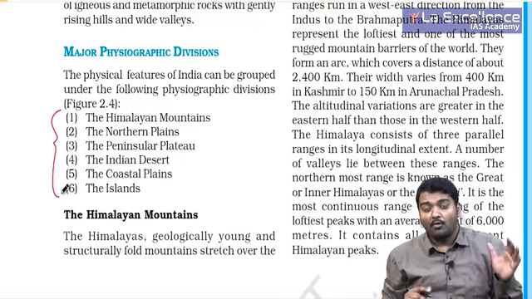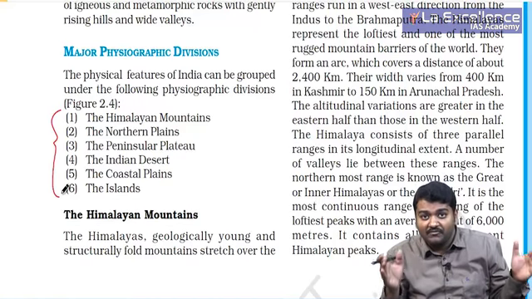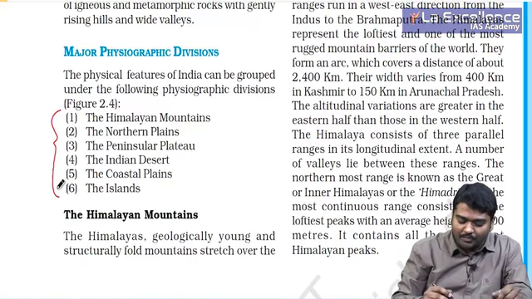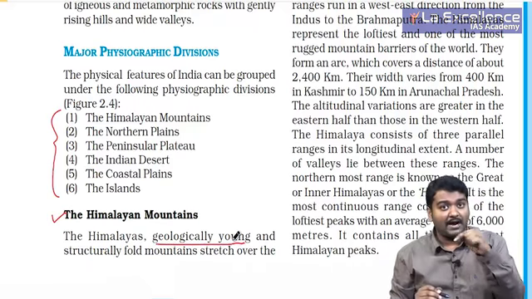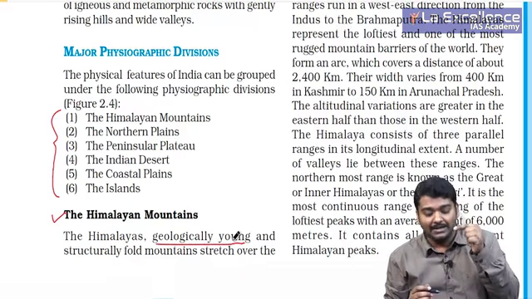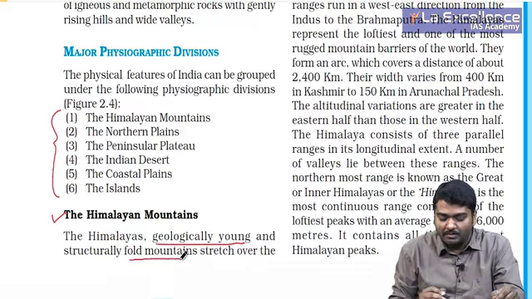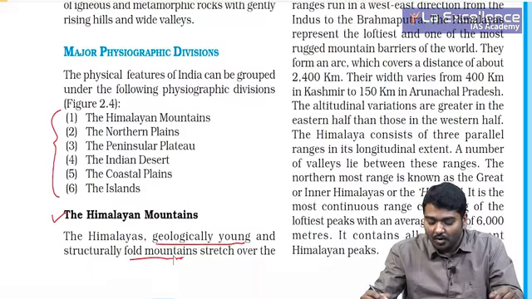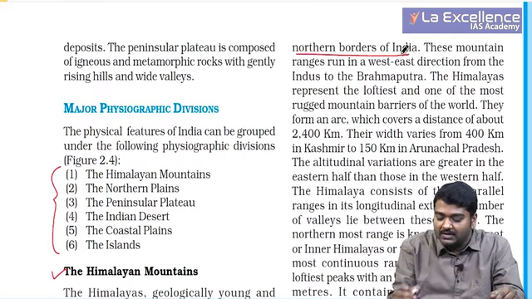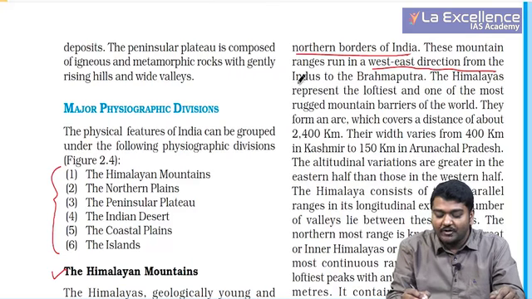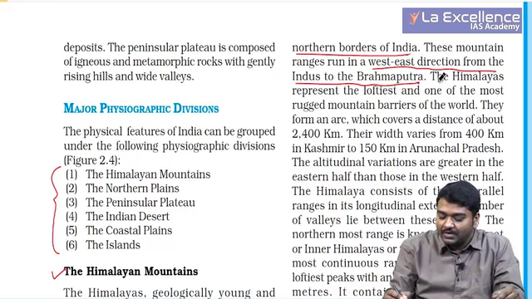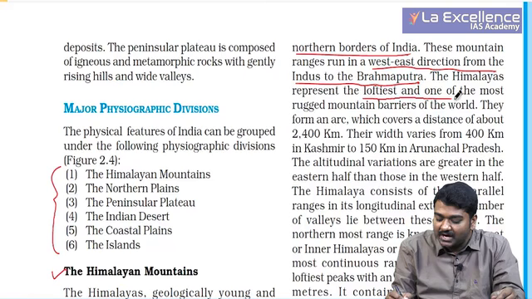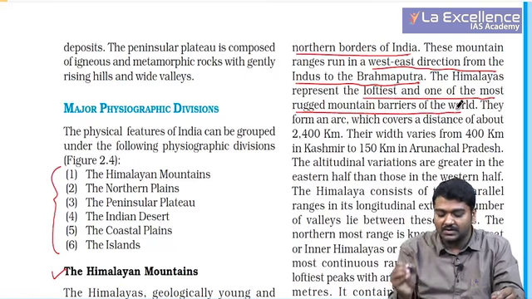Here they try to tell what the major physiographic features present in India are. First important thing, they talk about the Himalayan mountains, which are geologically young. I have told you, young fold mountains means it is still growing. Structurally, fold mountains stretch over the northern borders of India. These mountain ranges run in a west-east direction from the Indus to the Brahmaputra. You can see from Jammu and Kashmir to Arunachal Pradesh. The Himalayas represent the loftiest and one of the most rugged mountain barriers of the world.